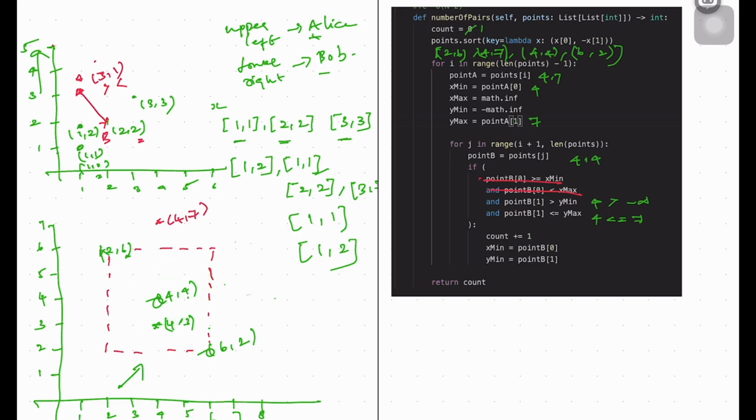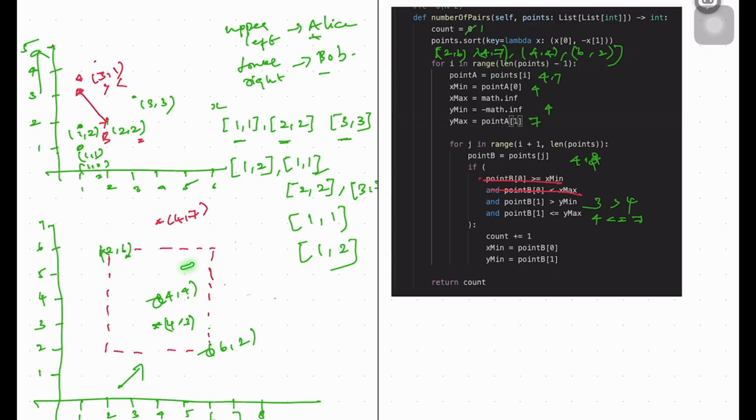So what you have to update now: point b of 0 will be y max, no matter what this will be. Now y min is 4. So on the same line we know 4 comma 4 already got updated. Now our y min is 4 and point b of 1 is 3. 3 is greater than 4? No.